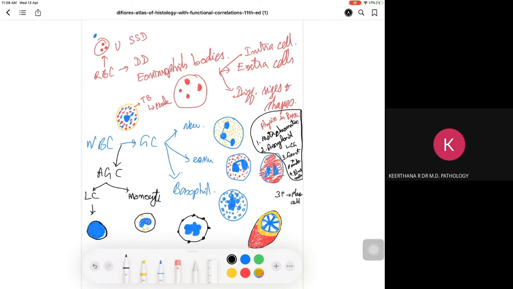What do you mean by that? And then lastly, blue mole or blue nevus. Why is it blue? It is full of black pigment. Why is it blue? Okay, so these four physics topics, please read.